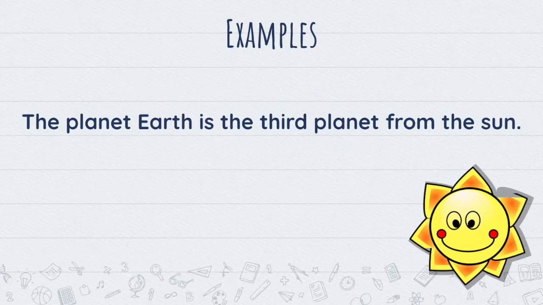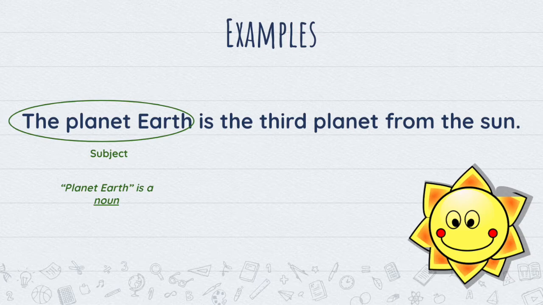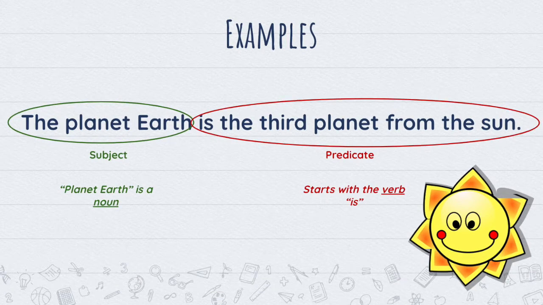The planet Earth is the third planet from the sun. The planet Earth is my subject because it has a noun, and I know that the sentence is talking about the planet Earth. Is the third planet from the sun. That is the predicate. It starts with the word is, which comes from the verb to be.